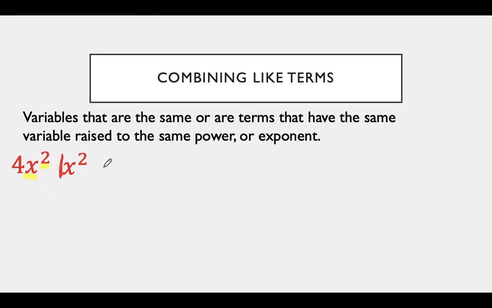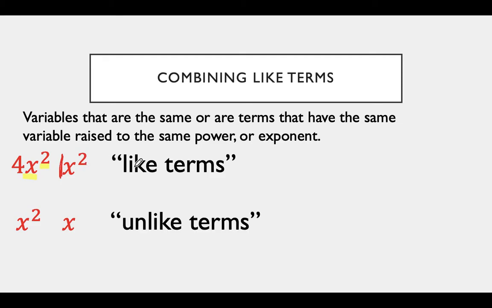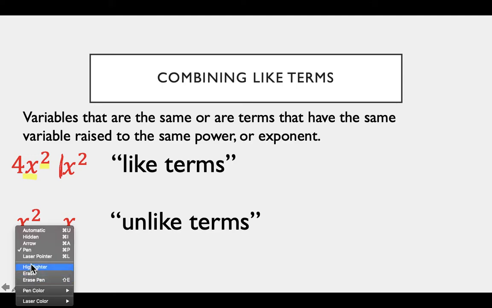Your coefficient is always going to be 1, okay? So again, these two are like terms because they have the same variable, which is x, and they are both raised to the second power, or they have the same exponent, which in this case is 2, okay? x squared and x are unlike terms, okay? Yes, they have the same variable, but notice how they do not have the same power, okay?